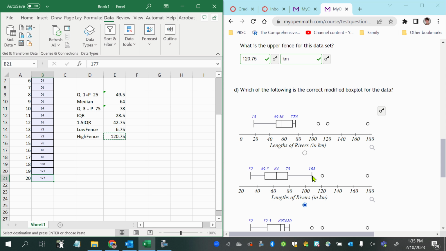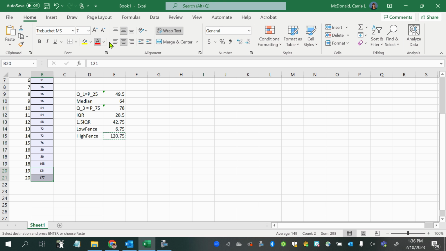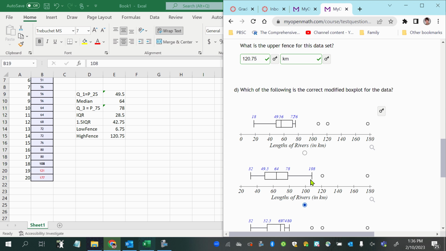Now that we're at the last value, or the greatest, these are outliers because they're greater than the upper fence. And so those are outliers. So right here is 108, the greatest value that is not an outlier.